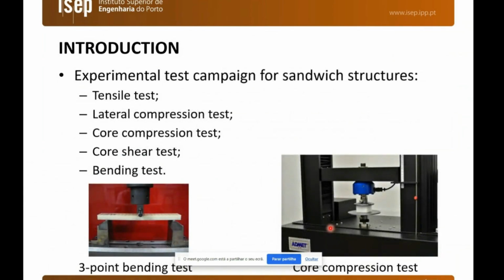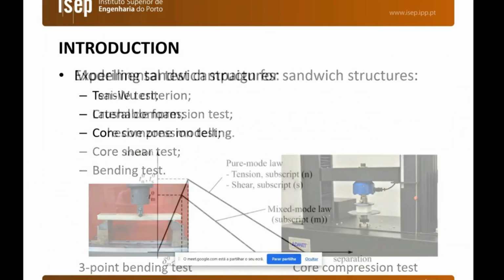In terms of experimental test campaigns for sandwich structure, there are different tests in the literature that are widespread. We can have tensile tests, lateral compression test, core compression test, which was one particular test that we carried out to the PMI foam. We can have core shear test, and then for the structure we can have bending test, and here we can see an example of a 3-point bending test.